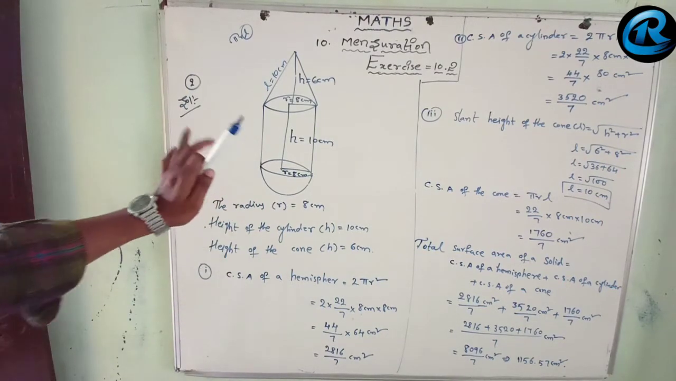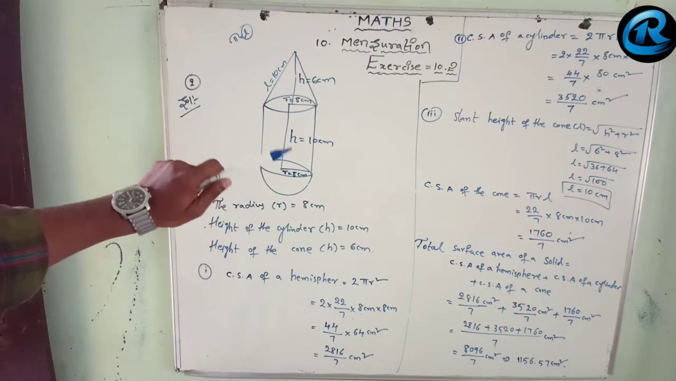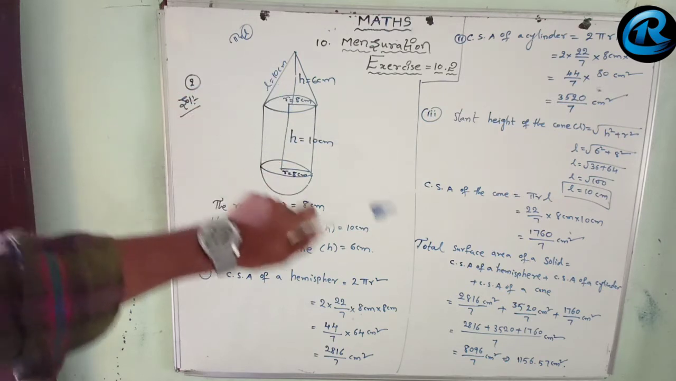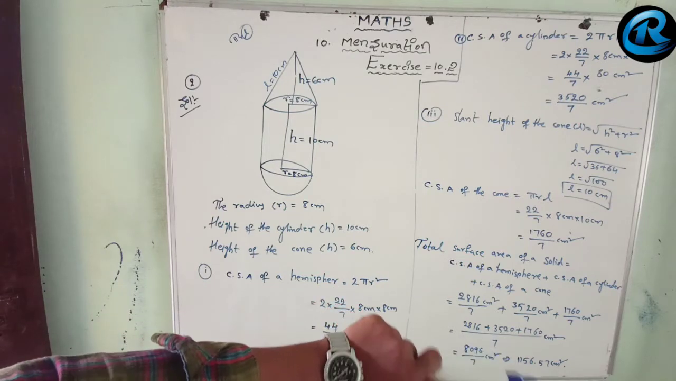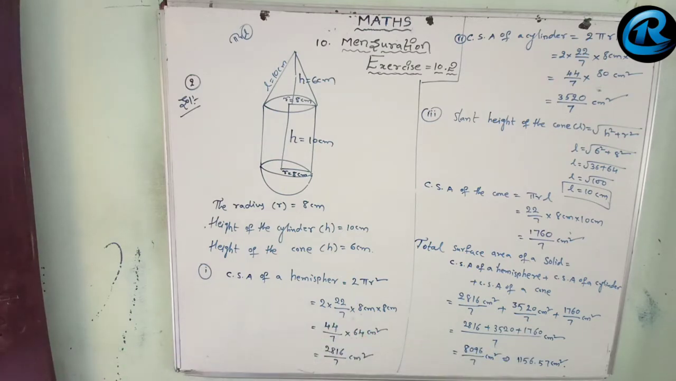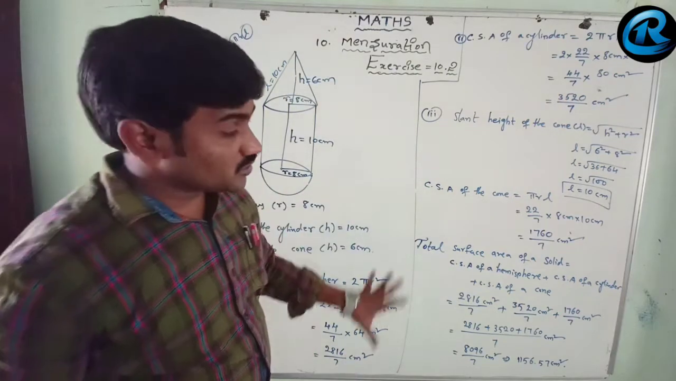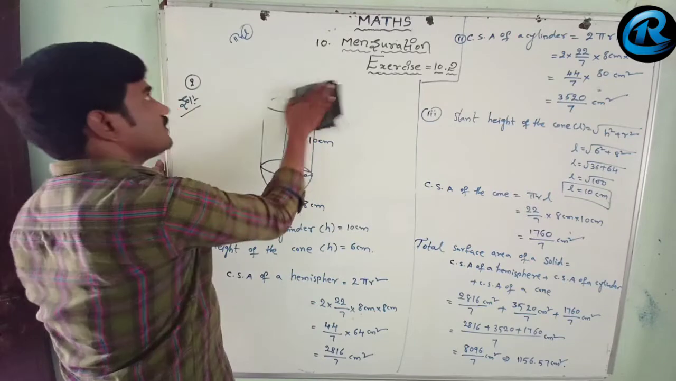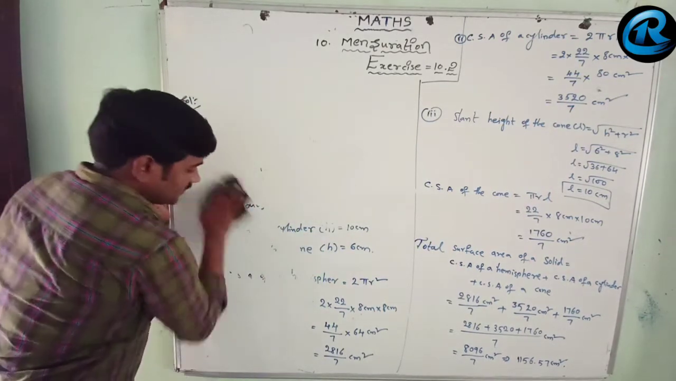Okay, very carefully you need to observe: curved surface area of a hemisphere, curved surface area of a cylinder plus curved surface area of a cone. That we will get here 1156.57 centimeter square. So very simple, but the problem looks very big, but when you go through it step by step, it is very easy to do.